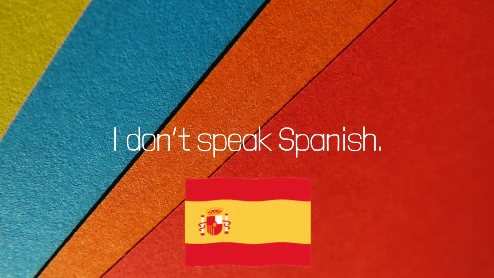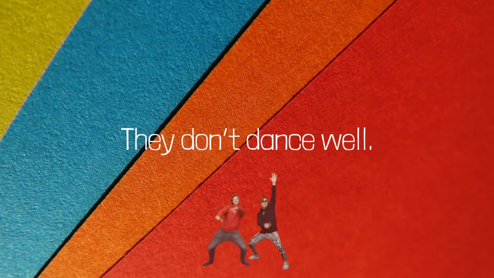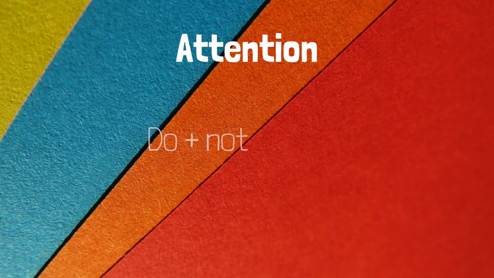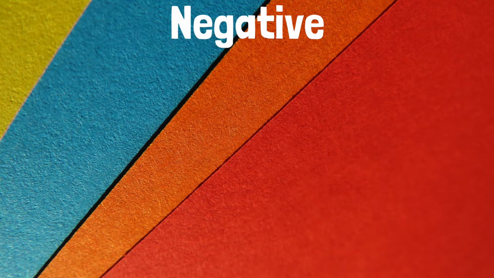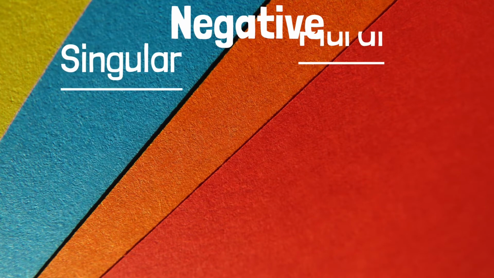For example, I don't speak Spanish, they don't dance well, she doesn't sing. Attention! Do plus not becomes don't. For third person singular, does plus not becomes doesn't. Here are some examples of negative form of present simple in singular and plural.